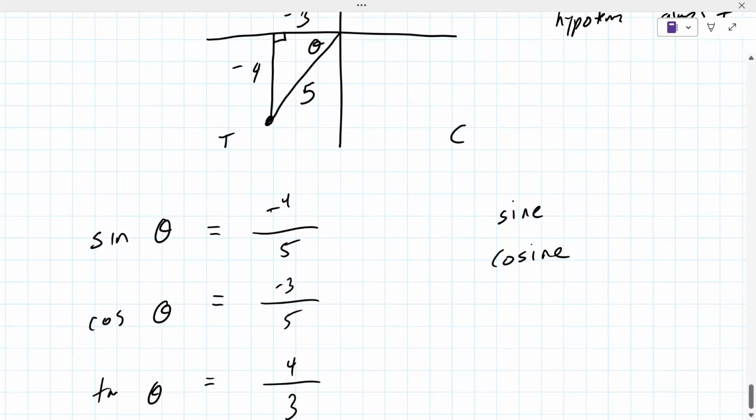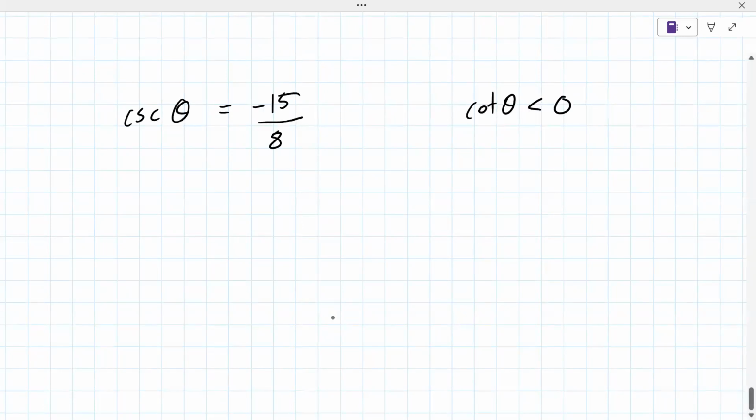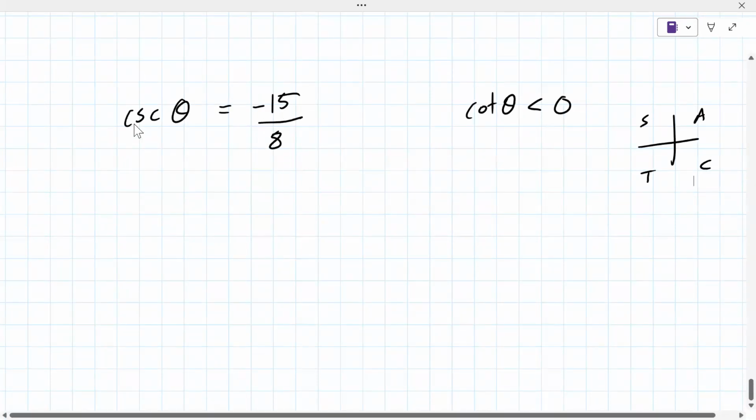All right. Let's try another one here. Let's say the cosecant of theta is minus 15 over 8. And we know that the cotangent of theta is less than 0. All right. This is where you'll see students all the time trying to figure out, well, which quadrant are you in? So I'd like you to try to figure that out, please.